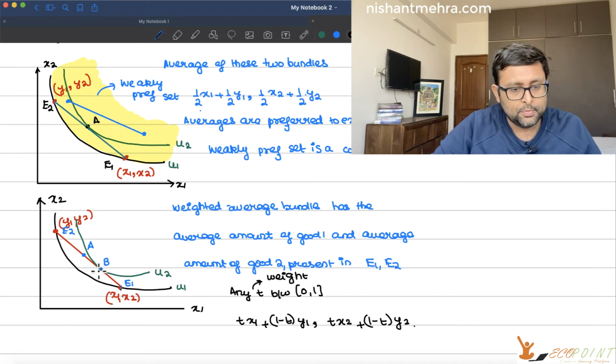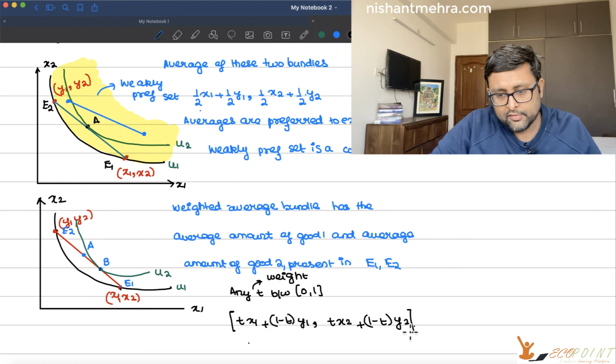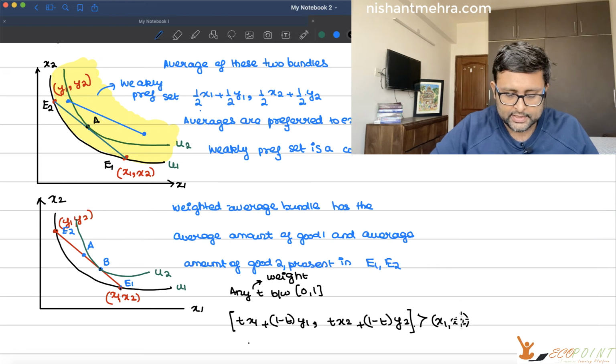So you move from E1 to B. Let's say this B is lying at 25% of the distance. So this T is, let's say, 1 by 4, right? So the distance from x1 to b is 1 by 4, but the distance from y1 to b is 3 by 4. So you write it like 1 by 4 x1 plus 3 by 4 y1 and so on and so forth. So this is an average bundle, beta. This is an average bundle. And you are saying that this average bundle is preferred to the extreme bundle, x1, x2. This average bundle is preferred to the extreme bundle, right?